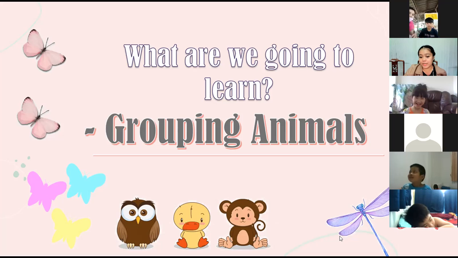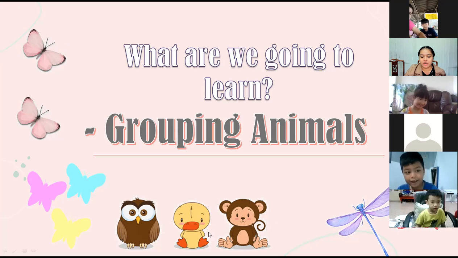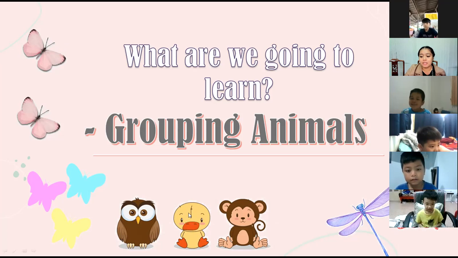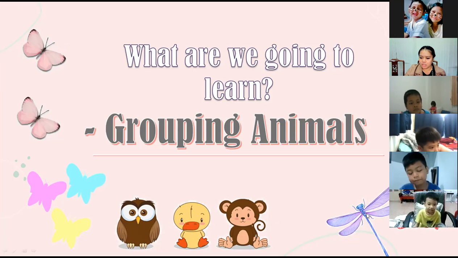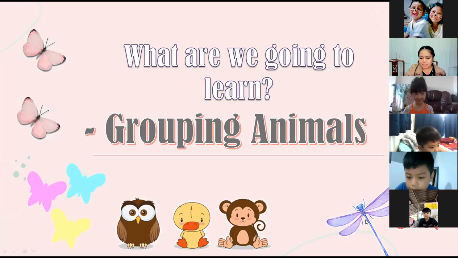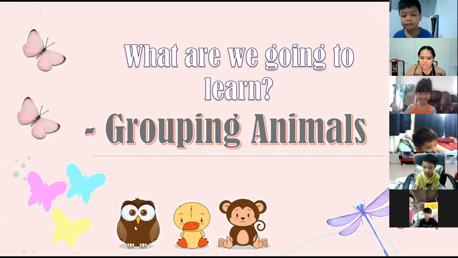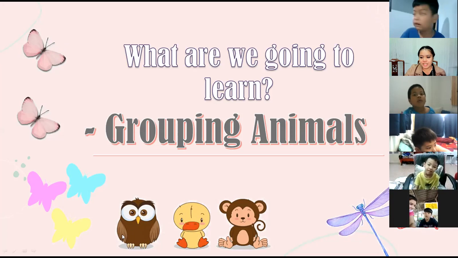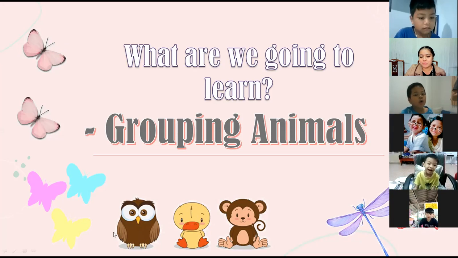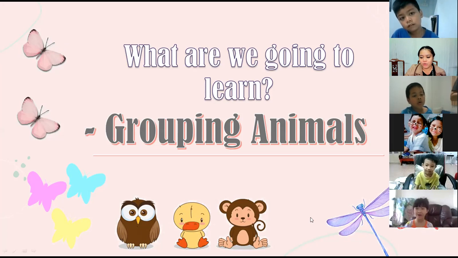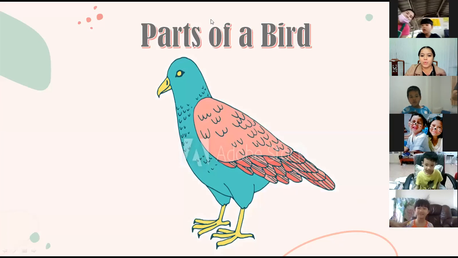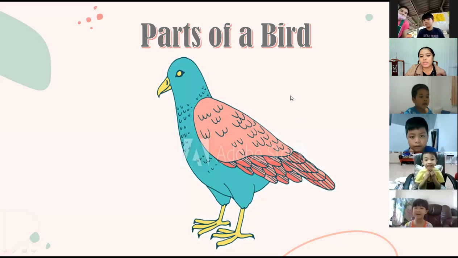Okay, are you ready? What animal is this? Butterfly. Very good. How about this one? What animal is this? Duck. And this one? Dragonfly. Very good. How about this one? Bird. What's the name of this bird? This is an owl. Oh, you know how to name the animals. Now, what animal is this? Bird, very good.